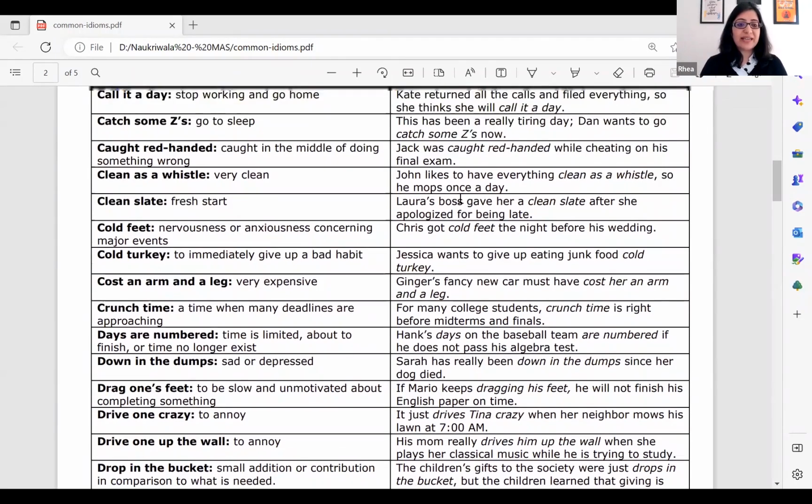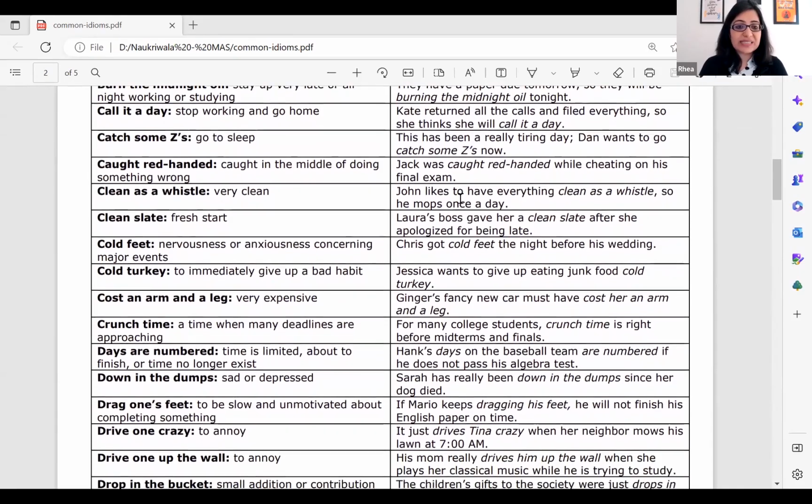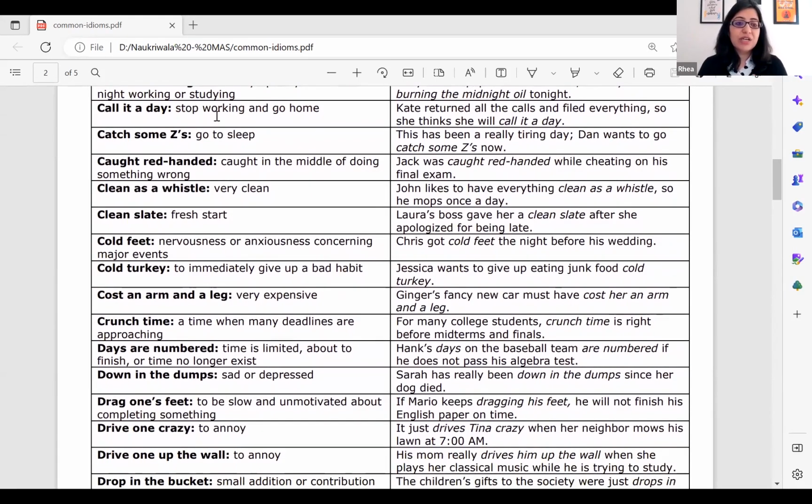Let's take a pause here again. We've done quite a lot of idioms, and go ahead and frame one sentence out of any of these idioms. You could pick call it a day, catch some Z's, caught red-handed, clean as a whistle, clean slate, cold feet, cold turkey, cost an arm and a leg. Go for it.